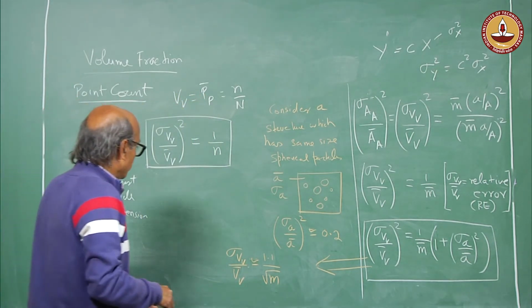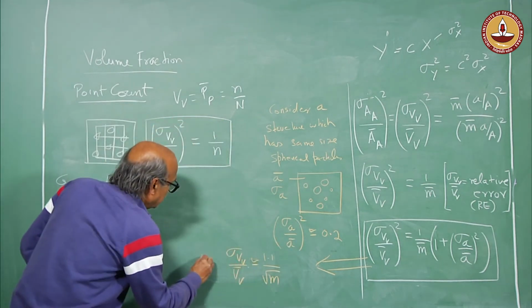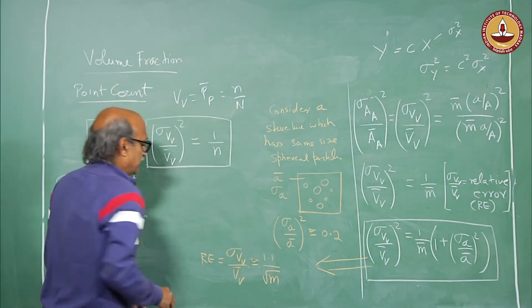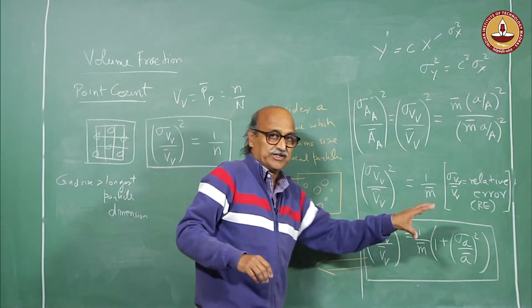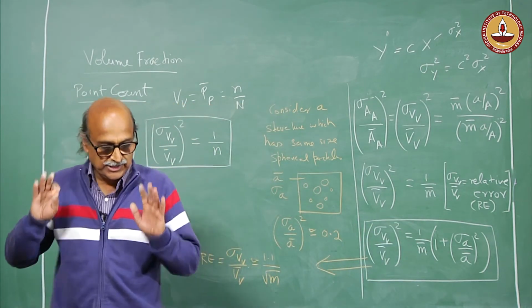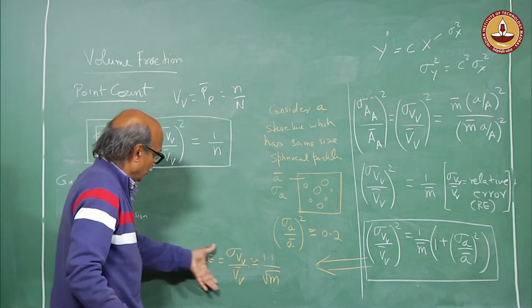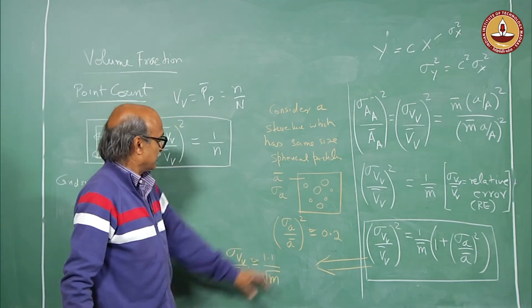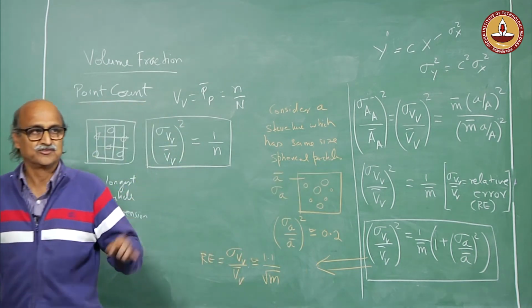Okay, so I have removed the square part so that I get the relative error directly by measuring the areas. If I am doing an areal analysis, then this is going to be my relative error for constant size spherical particles.